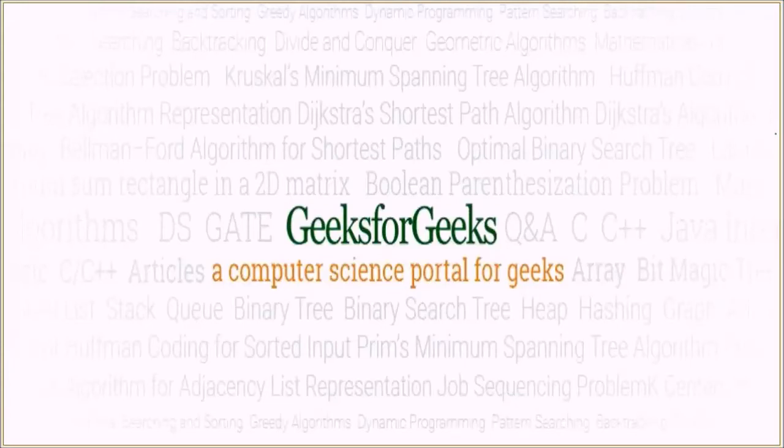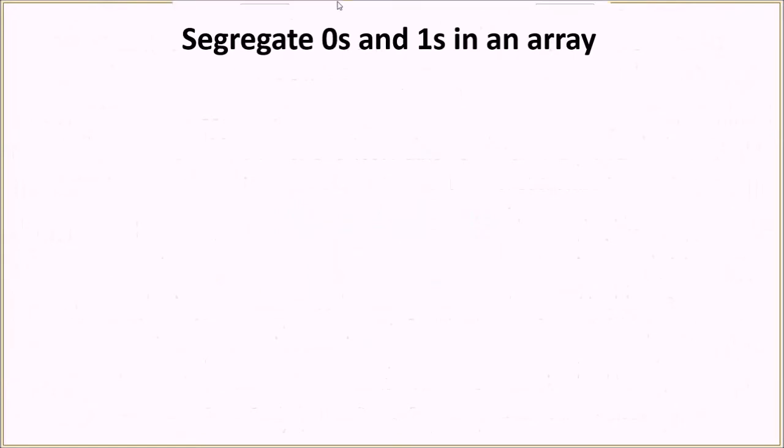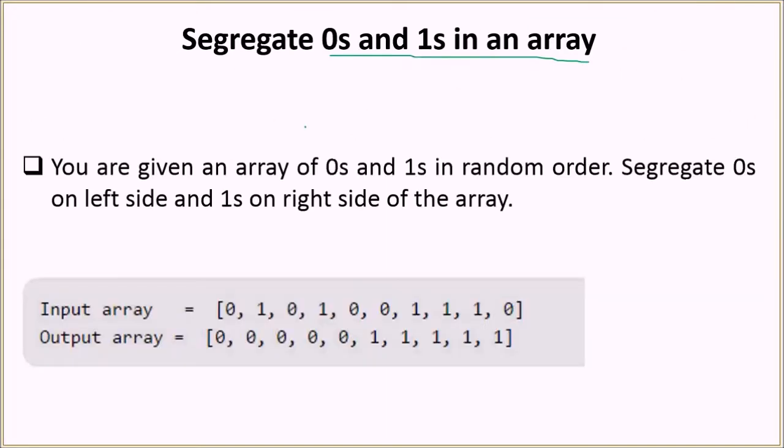The problem which we are going to see today is to segregate zeros and ones in an array. In this problem, you will be given an array of zeros and ones in random order. The zeros and ones can appear in any order, and you have to basically segregate zeros on the left side and ones on the right side. So let us see it with an example.